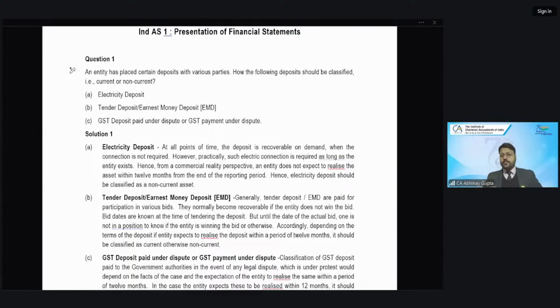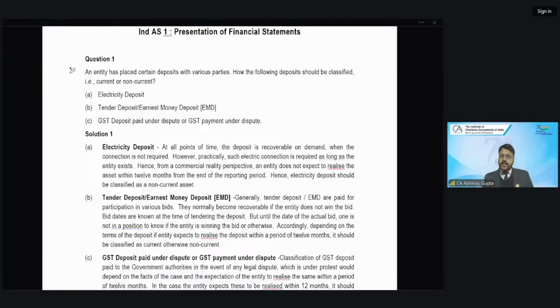Perfect. So my objective is to just revise key items of this Ind AS 1, because I personally believe we generally tend to give more priority to other standards which have actual practical application, right? And we generally give very little weightage to Ind AS 1, Ind AS 34, all these theoretical standards, right? Because we believe there is nothing much told by these standards, but that is not true.